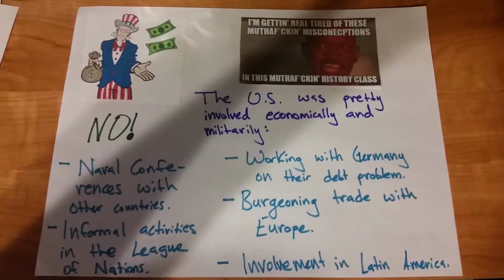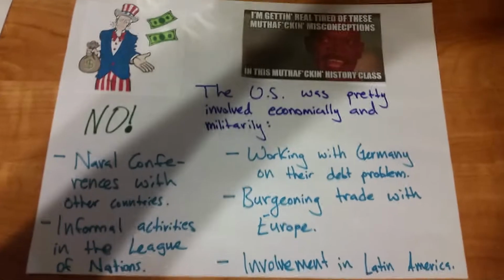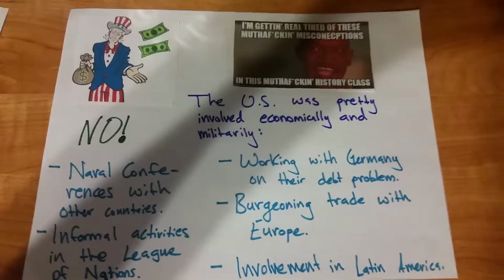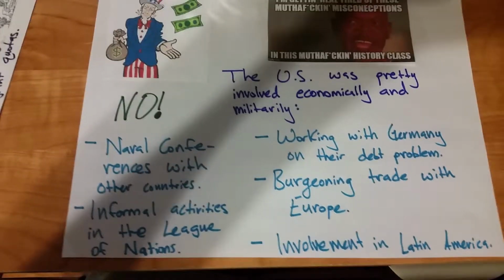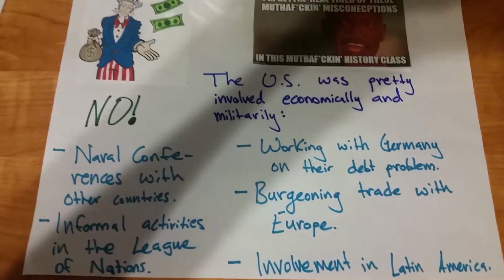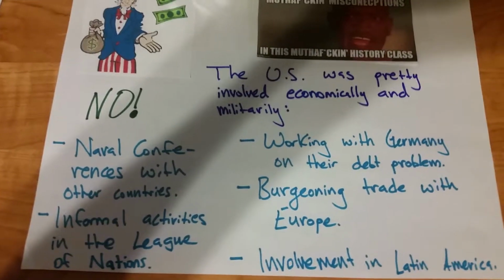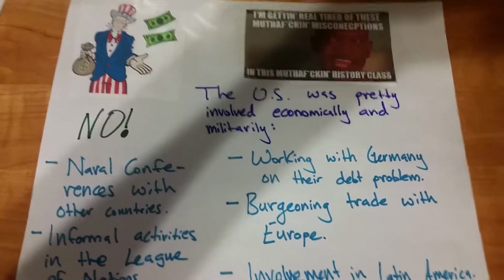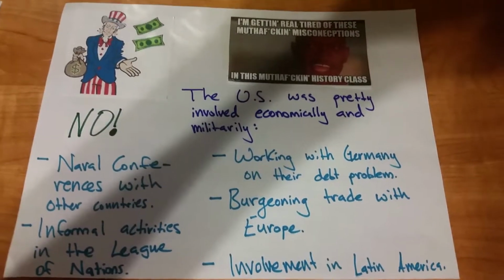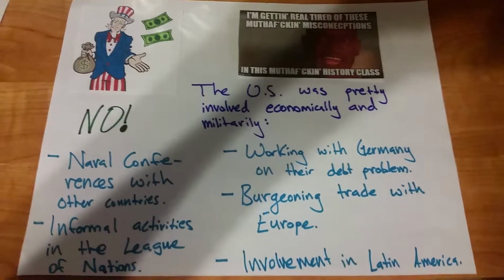Now, despite all of this, was the US really isolationist? Not really. The US was still pretty involved economically and militarily. For example, working with Germans on their debt problem. Because obviously Germany had pretty harsh reparations imposed on them by the Treaty of Versailles, and the US opposed these harsh reparations to an extent. And so to help out Germany in the 1920s, we worked with them to help them slash their debt problem.